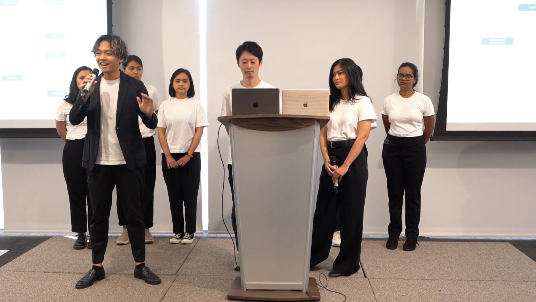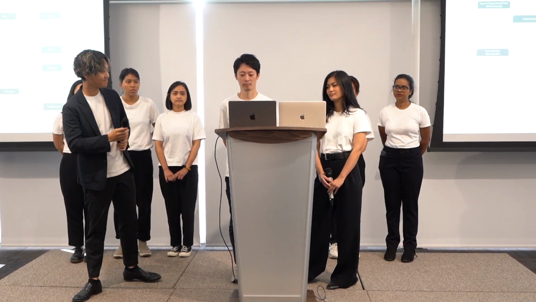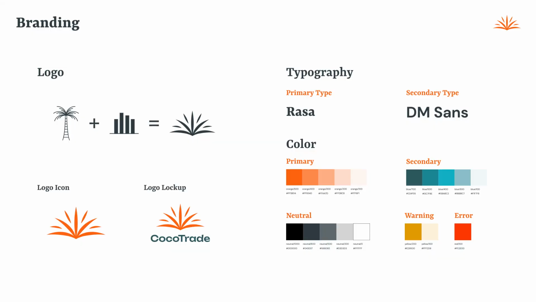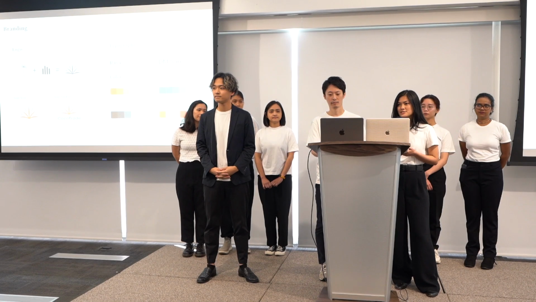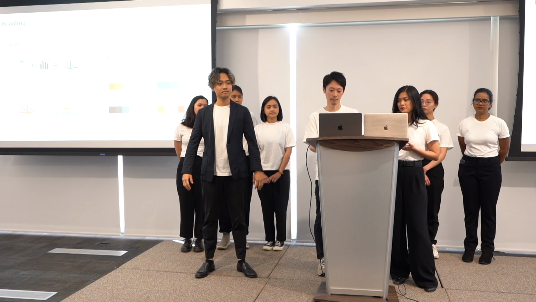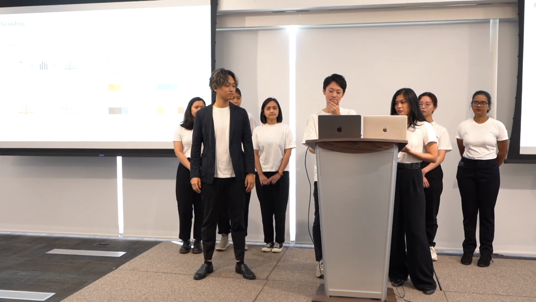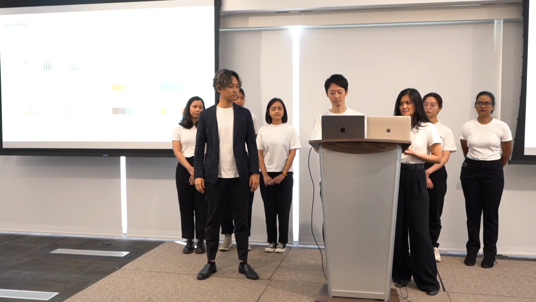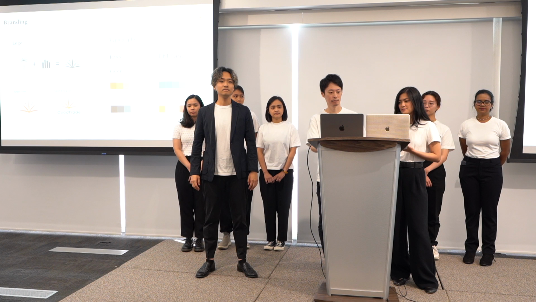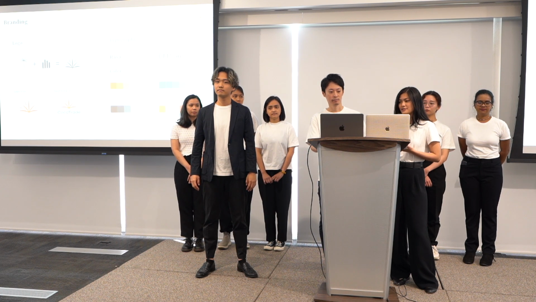Because we couldn't find an affordable API. So for our branding, we chose to combine our industry background with the functionality of our app, which is why our icon is a combination of the coconut leaves with the bar charts. For our typography, we chose Raza for our website. However, for the overall app, we chose DM Sans as it is more suitable for reading numbers, charts, and graphs.